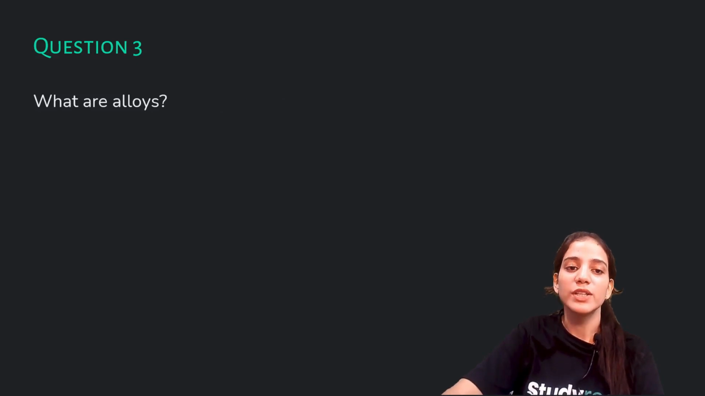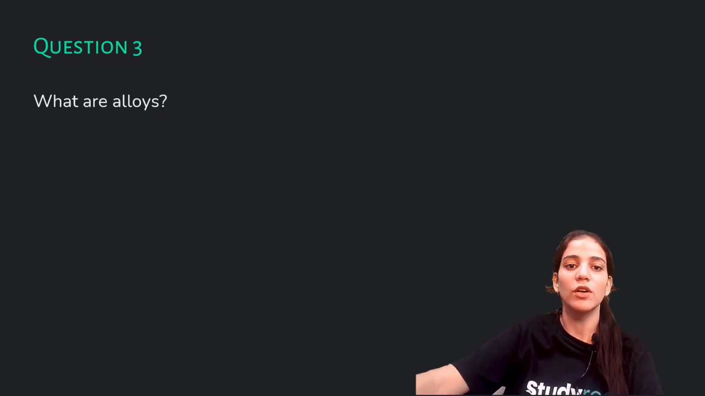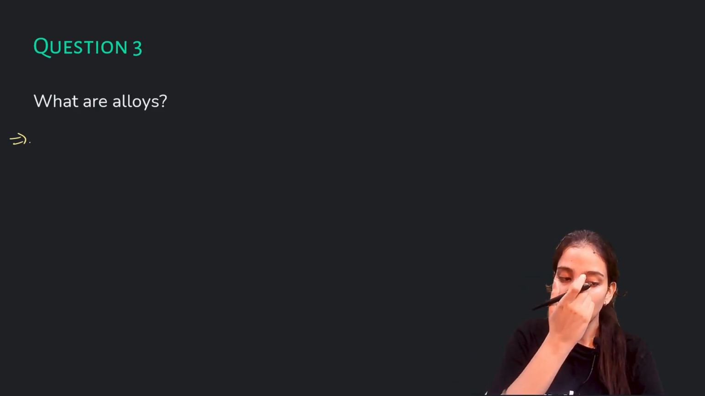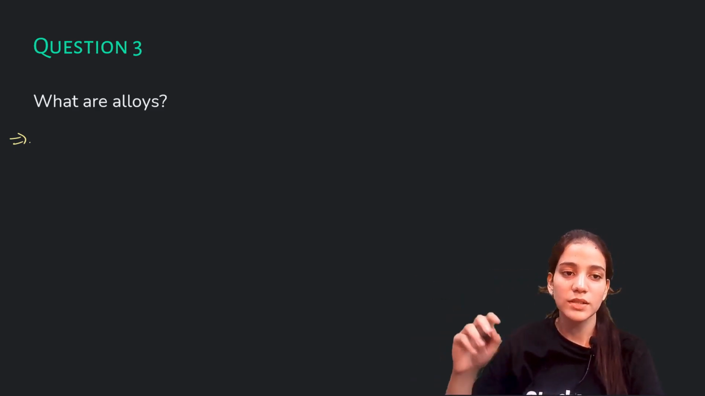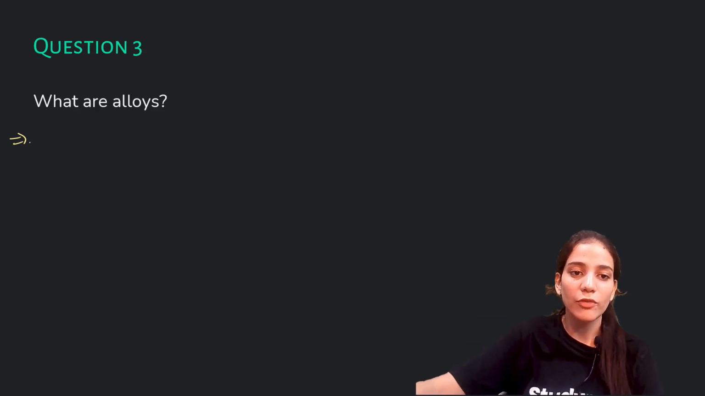Now, question 3. What are alloys? We saw the proper definition of alloys in the previous slide, so you have to remember that statement. Alloys are combinations of metals and metals, or metals and non-metals, a homogeneous mixture. You have to mention this thing, homogeneous mixture. This is very important.